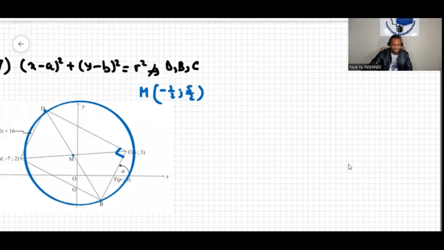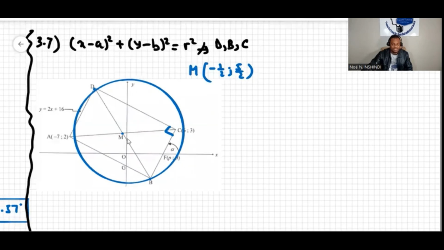Okay, and then the radius must be the distance between M and any point on the circumference. So let's say MD, for instance. Do we know the coordinate of D, or do we know the coordinate of B or C? The radius will be then, how can we get the radius here?